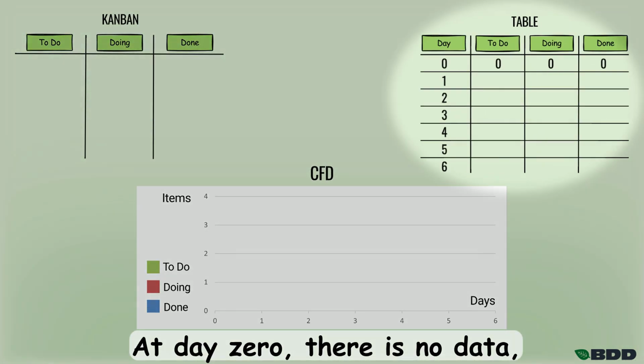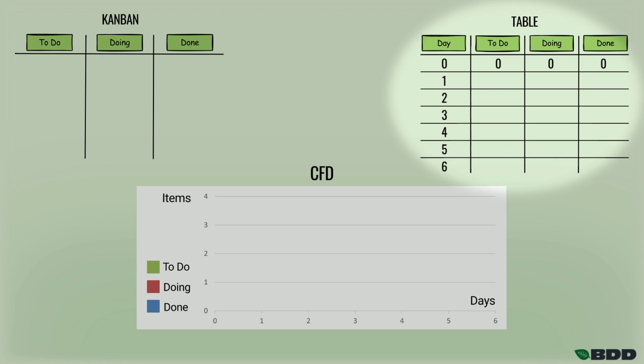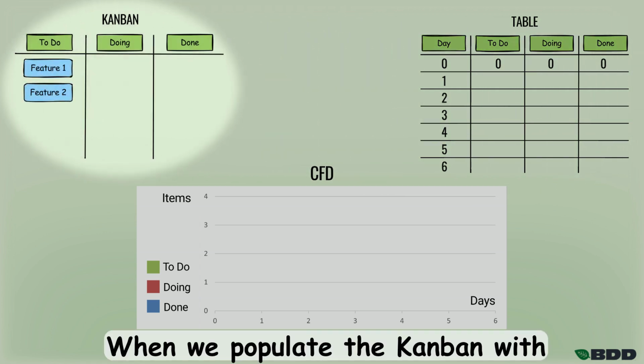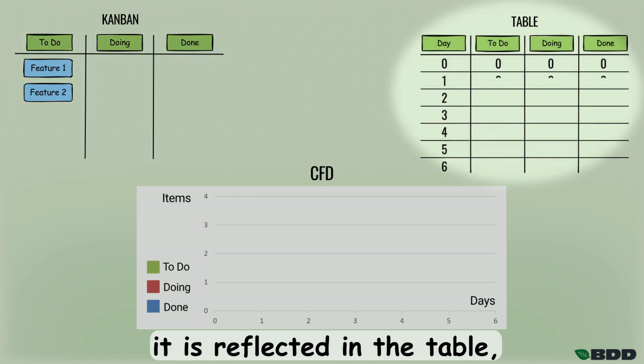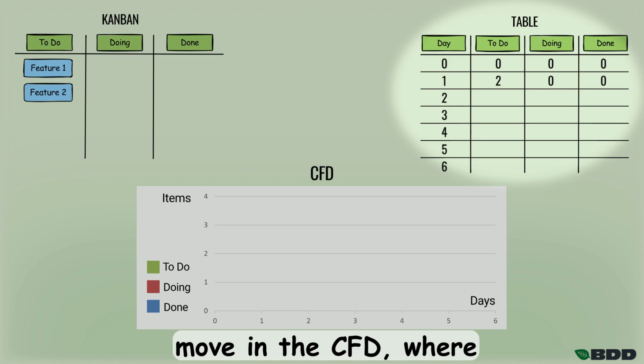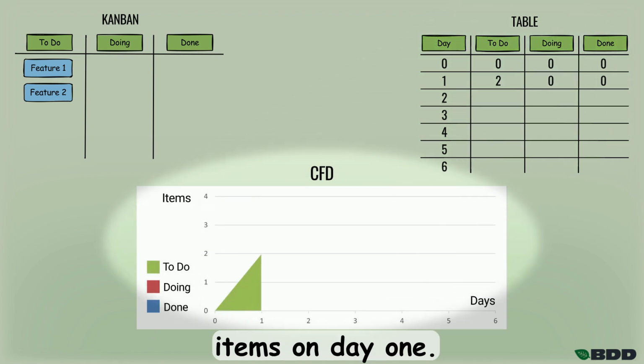At day 0, there is no data and there are zeros in all the columns of the table. When we populate the Kanban with the first 2 features on day 1, it is reflected in the table and we can see the first move in the CFD, a green area showing 2 items on day 1.